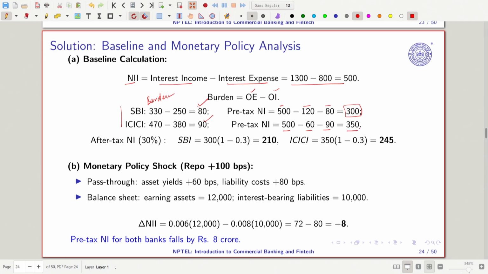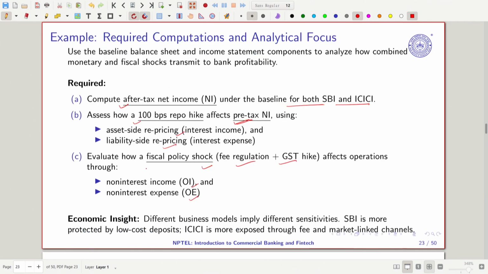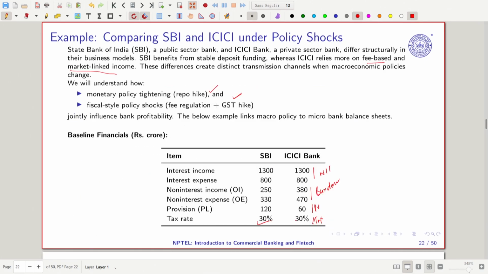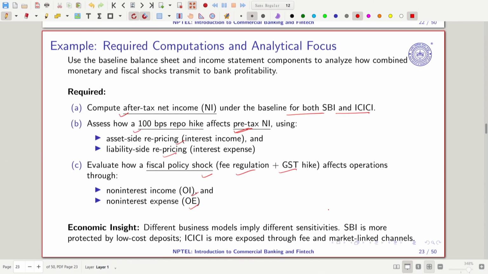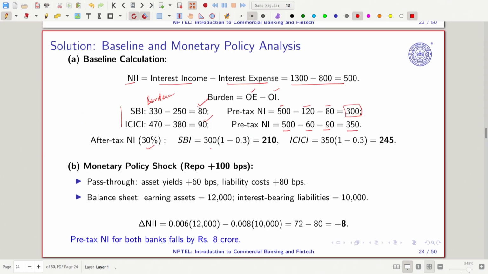After tax net income, the tax that we are charging is 30% on both SBI and ICICI. So 30% we can go by putting the net income into 1 minus T, right? So this is what we have. It comes out to be 210 crore, and for ICICI it is coming out to be 245 crore.